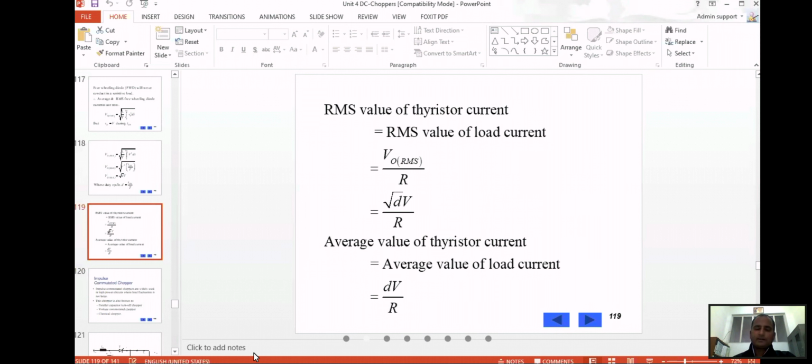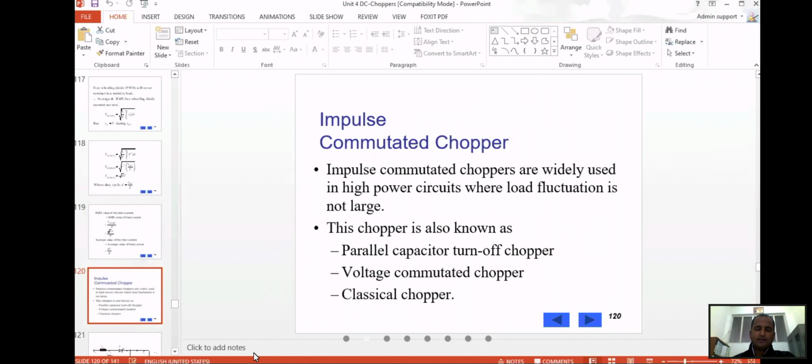So I think I'll stop here today. We'll talk about the impulse commutated chopper in the next class, and in the next class we'll do this derivation also.